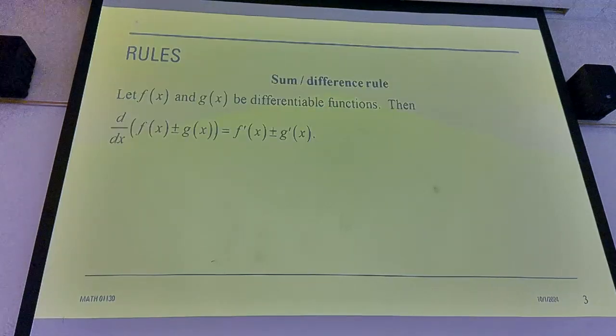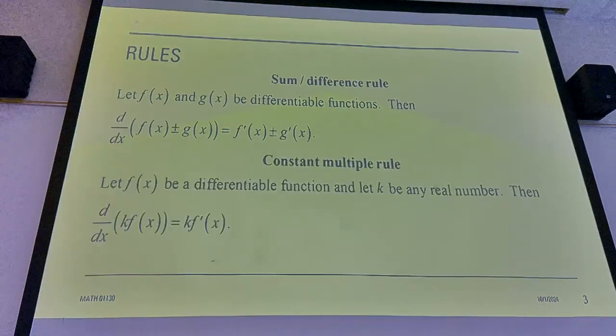The sum difference rule. The derivative of a sum or difference of functions is the sum or difference of the derivatives. Constant multiple rule. For any constant k, the derivative of the constant multiple of a function is the constant multiple of the derivative.